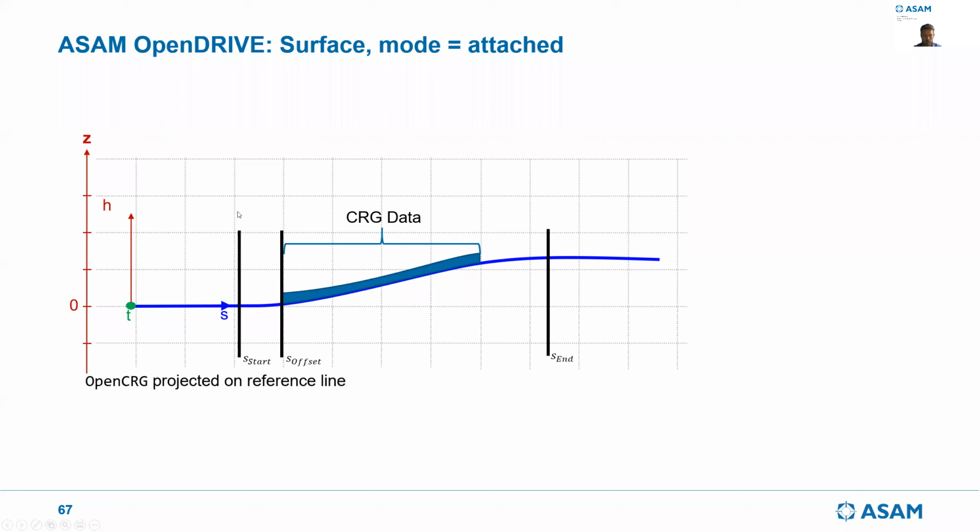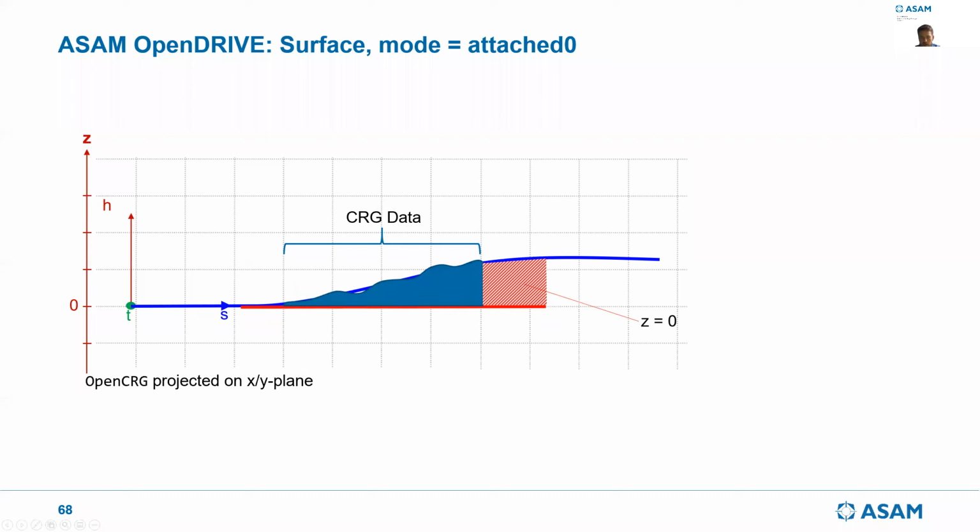And here, of course, we can have the start window. If we have the CRG attached 0 mode, then you would have a problem. So if you define attached 0, in the interpretation window the elevation of OpenDRIVE is completely ignored, and only the values from the CRG data are taken into account. So if your CRG data doesn't cover the whole window from s start till s end, you would fall into a deep hole here. So that is important to take into consideration when adding CRG patches onto OpenDRIVE roads.